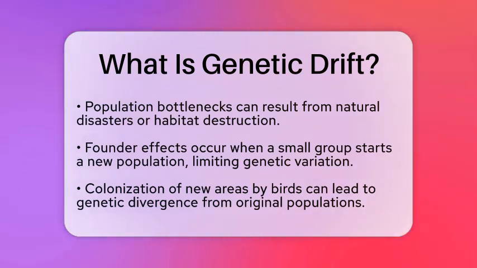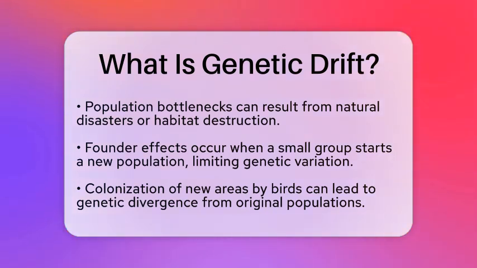Research on invasive bird species in island environments shows clear examples of genetic drift. For instance, Japanese bush warblers introduced to the Hawaiian Islands displayed higher genetic diversity on the first island they reached and less diversity on islands colonized later by smaller groups. This pattern aligns with genetic drift theory, showing how chance events during colonization affect genetic variation.